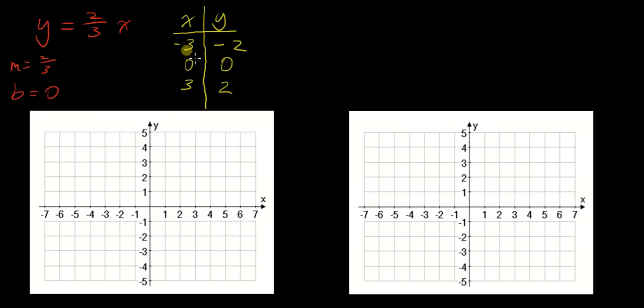Okay, so I'm going to graph these. This says -3 x's, -2 y's. So from the origin, -3 x's, -2 y's. Okay, then we have the point 0, 0. Then 3 x's right, 2 y's up. And there is our graph.